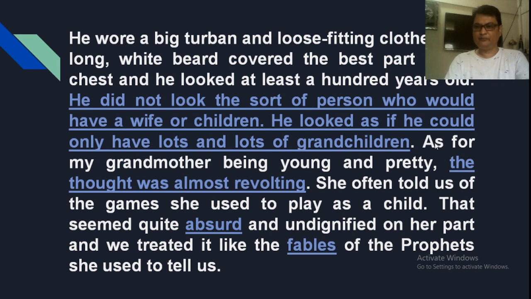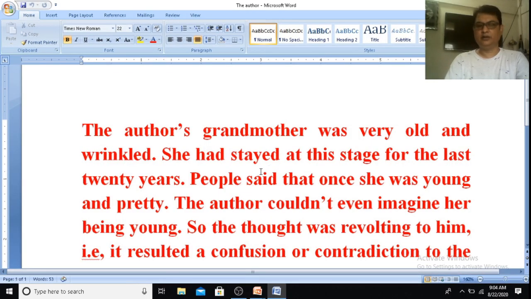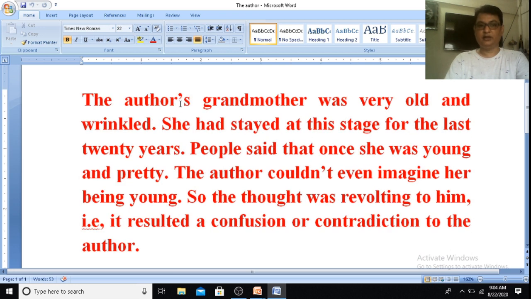Now, coming back to the old grandmother, the author says, "As for my grandmother being young and pretty, the thought was almost revolting." Why was the thought almost revolting, that the author's grandmother had once been young and beautiful? Because the author's grandmother was very old and wrinkled. She had stayed at this stage for the last twenty years, and though people said that once she was young and pretty, the author could not even imagine her being young. So the thought was revolting to him. That is, it resulted in a confusion or contradiction for the author.